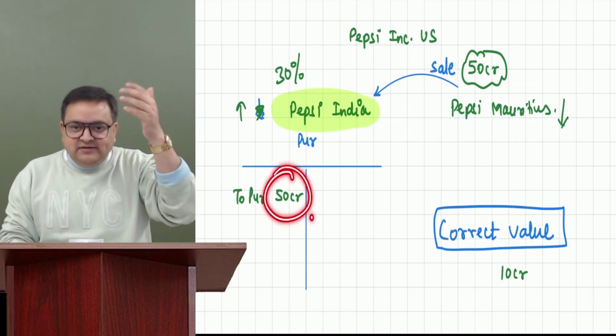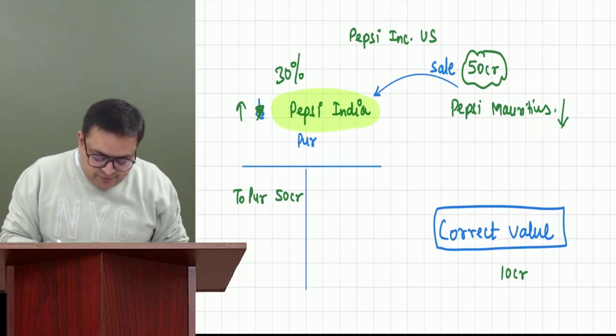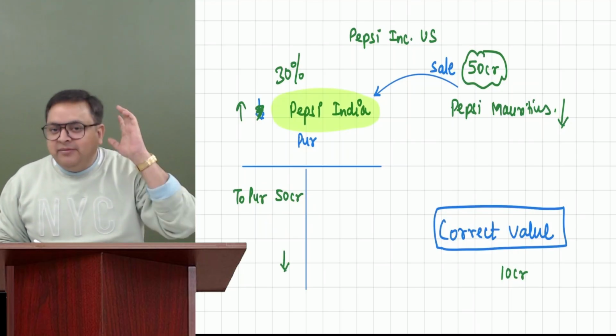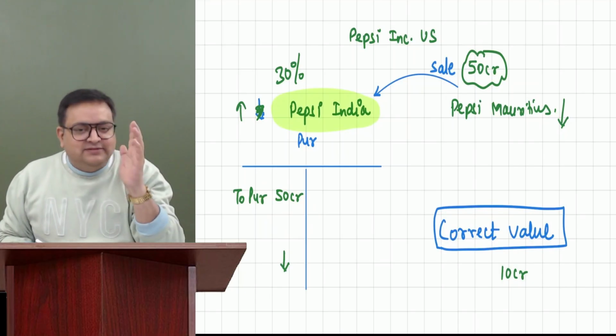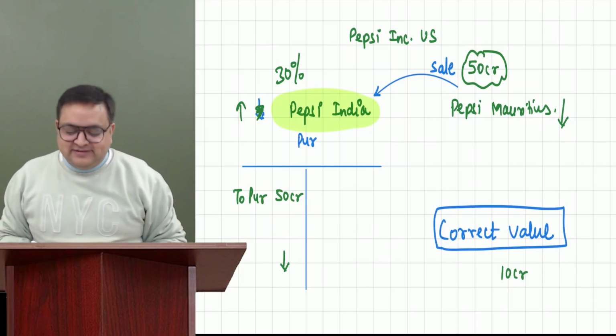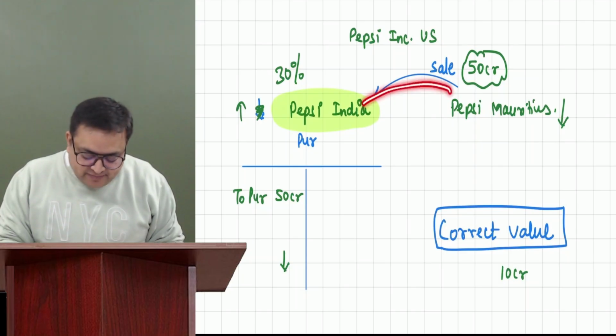So if we increase our expenses, obviously our profit will decline. And if our profit declines, our Nirmala auntie will receive very little tax. The Indian government will receive very, very little tax. So that is the reason this was not happening at the correct value.